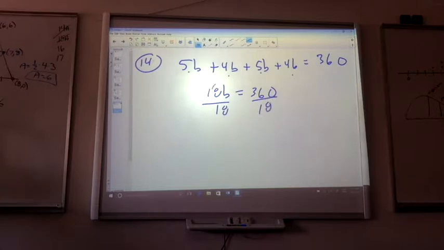If I add those together, I wind up with 18b. 360 divided by 18, is that what it comes out? Sweet. So b is equal to 20. It says find the value of the variable, and then find the angle measure. So the variable is equal to 20.